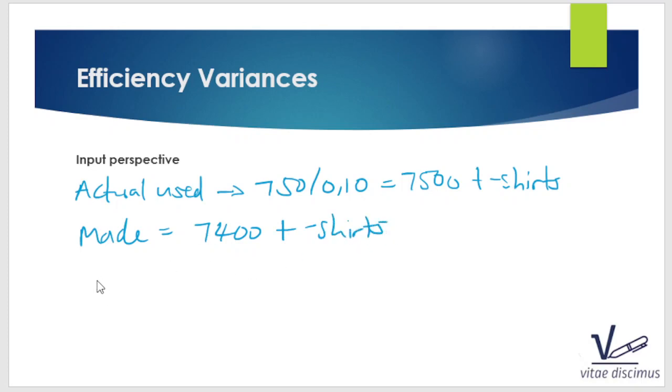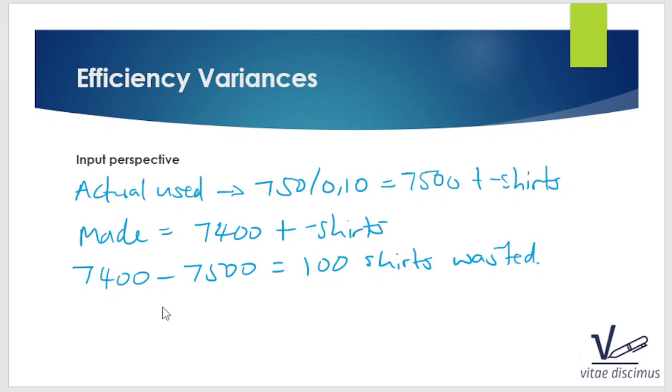So here there's a difference now. 7,400 t-shirts were made, yet they were supposed to make 7,500. So there is a difference of 100 shirts worth of material that was wasted. Of those 100 shirts that were wasted, surely we are not happy with that. But at what cost is this wasted material coming in at?